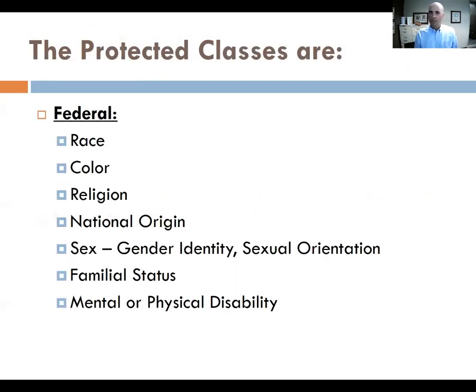So who are the protected classes? First, this slide talks about the ones under federal law. The most familiar ones certainly are race, color, religion, national origin, sex. I'm going to come back and talk about that protected class in a minute. The two that are probably at the forefront of the law today and the hardest ones for housing providers to wrestle with are familial status and mental or physical disability.